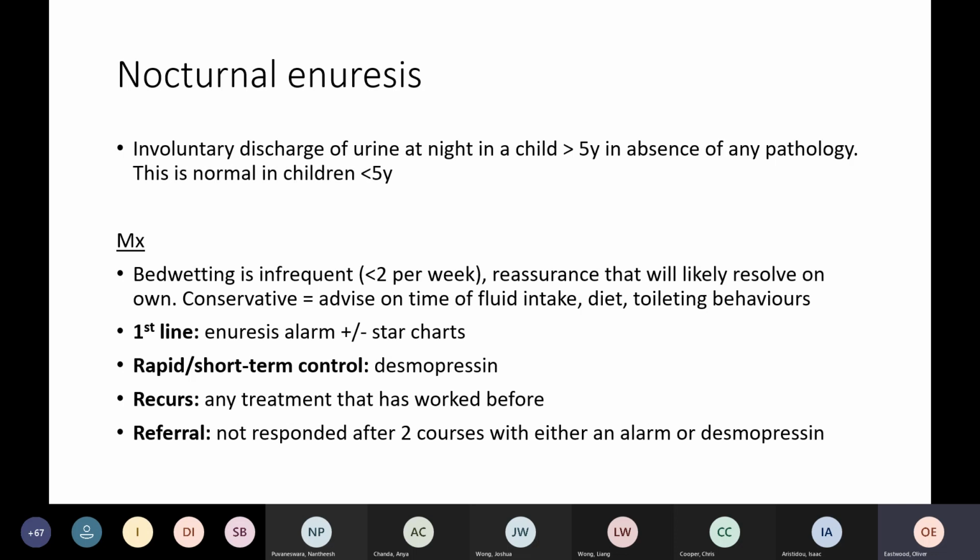So you don't treat if they're under 5. It's normal in this age group. Don't get trapped by that little thing where you're trying to give an alarm to a 4-year-old. But as I said, the alarm is just standard run-of-the-mill first-line management. But be careful if it says something along the lines of, they're going to a sleepover next week and they are really embarrassed about potentially wetting the bed in front of their friends. So that's a roundabout way of saying they want short-term control, and that's when you might pick desmopressin.